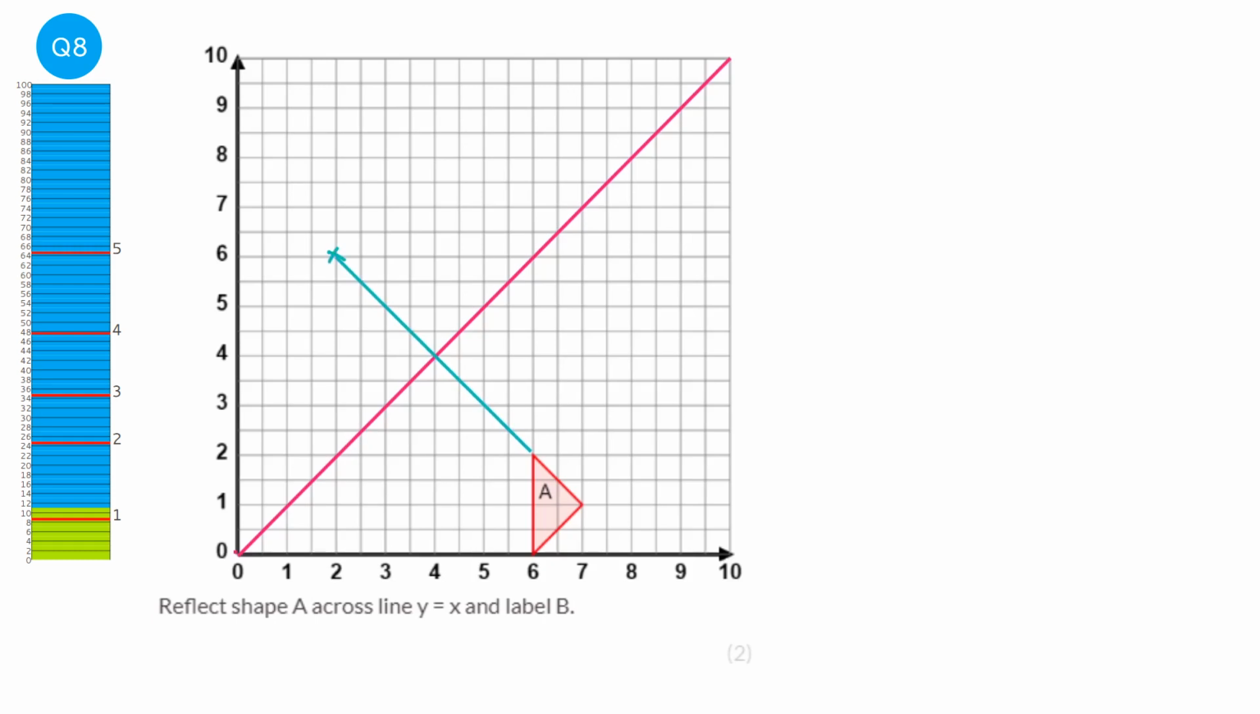And I'm going to do the same with the bottom one. So 1, 2, 3, 4, 5, 6 diagonals. So it will be there.